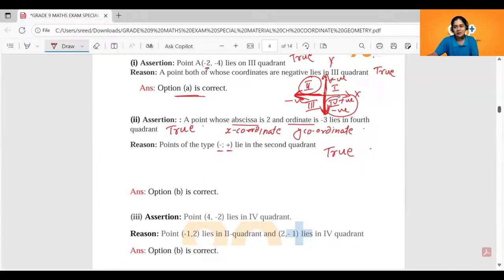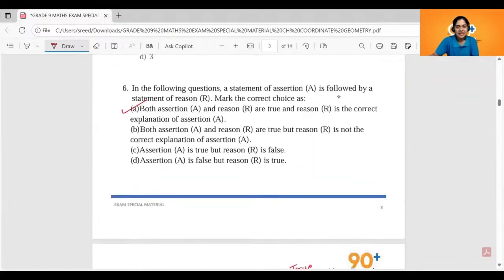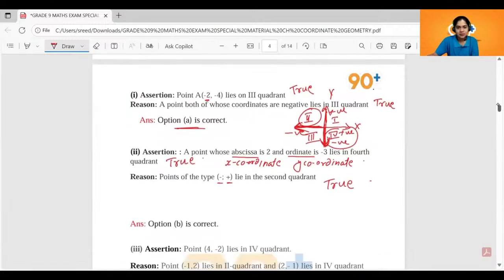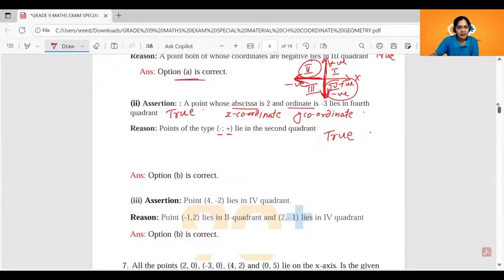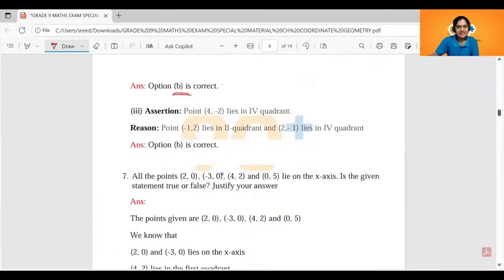So, which will be the correct option over there? It will be B, right? Both assertion A and reason R are true. Statement wise, they are true, but R is not the correct explanation of assertion A. That's why for the second one, the option B is the correct answer over there. Okay, all right. So we have one more assertion reason question.